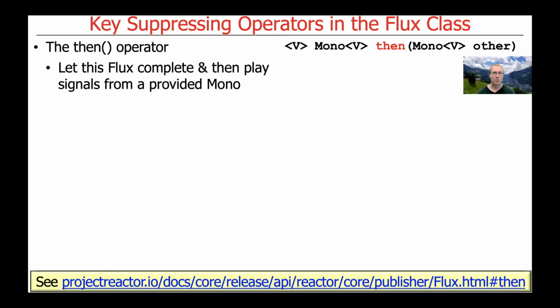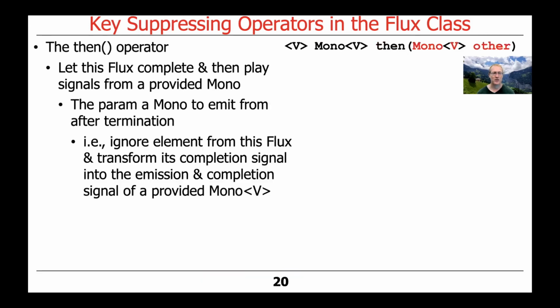The third and final suppressing operator we're going to look at in the Flux class is the then operator. And this lets the Flux complete, and then we'll play signals from a provided mono. So that's kind of an unusual capability, and you'll scratch your head at first perhaps to see why you could use or why you would ever need to do this. But it turns out to be quite handy in certain situations.